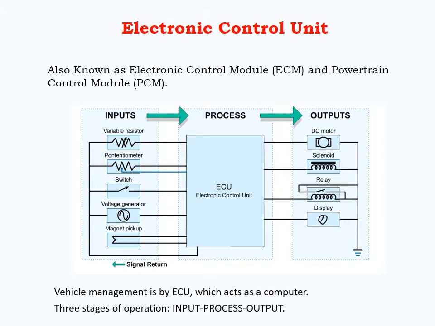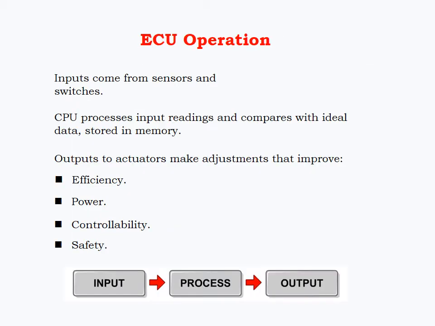It acts as a computer. It has three stages of operation: input, ECU operation, and output. Inputs come from sensors and switches, and output is given to the motors and actuators. The output actuators make adjustments that improve efficiency, power, controllability, and safety. This is the basic operation.